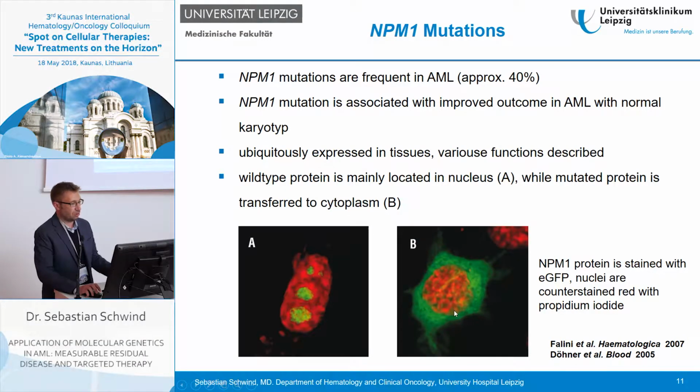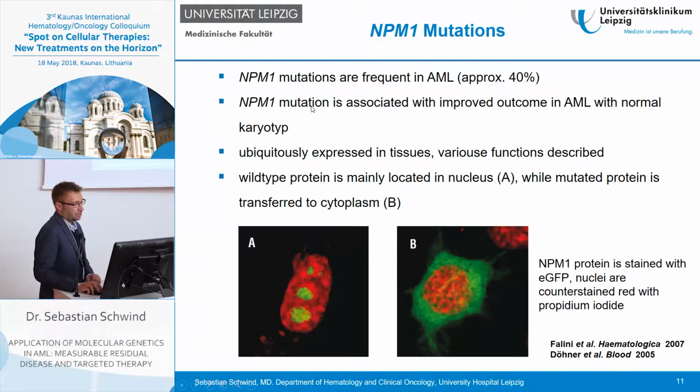My first example of a very common gene that is used for MRD measurement are NPM1 mutations. Why are NPM1 mutations used for MRD measurement in AML? For one, they are pretty frequent. Approximately 40% of patients have those NPM1 mutations.